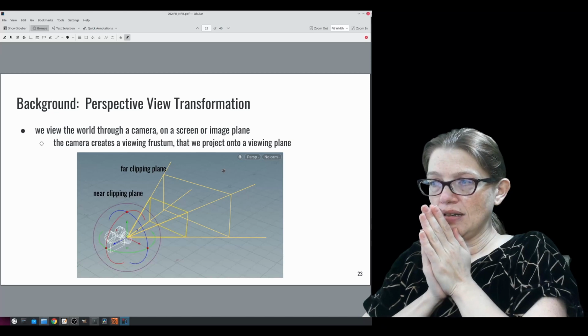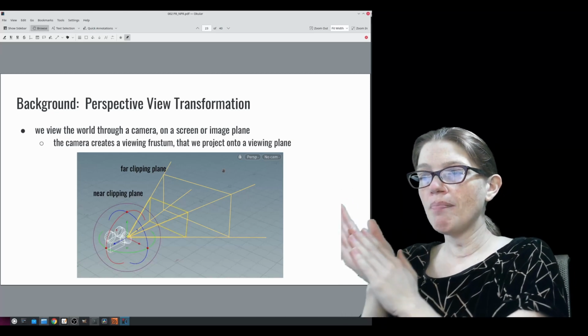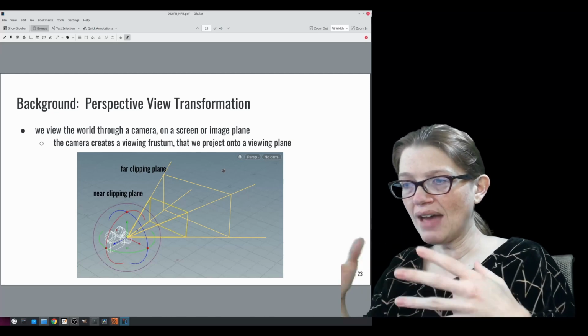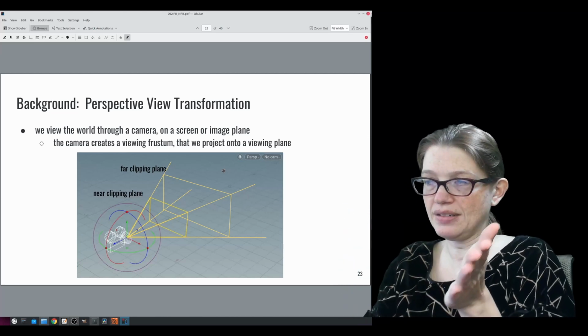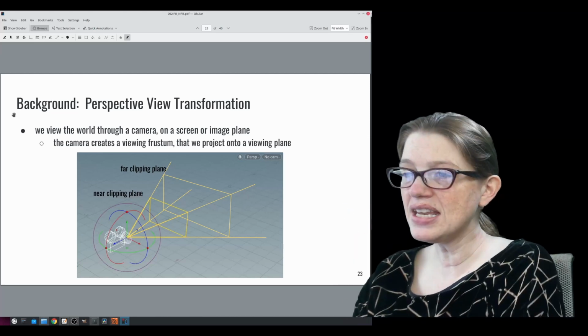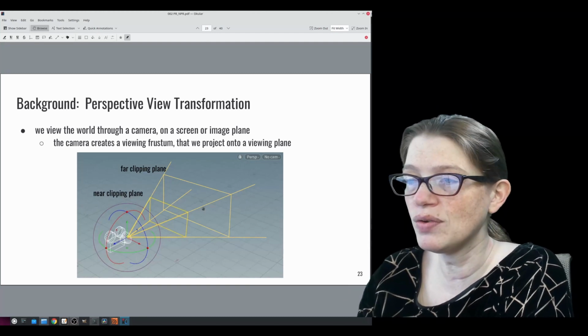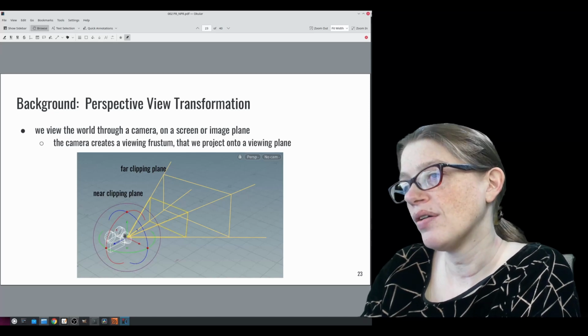And we call that the field of view. But when we're doing rendering, instead of just this cone, we have this thing called a viewing frustum. And you can see it here. I actually forced Houdini to show me the view frustum here. So for this camera, I have a view frustum.